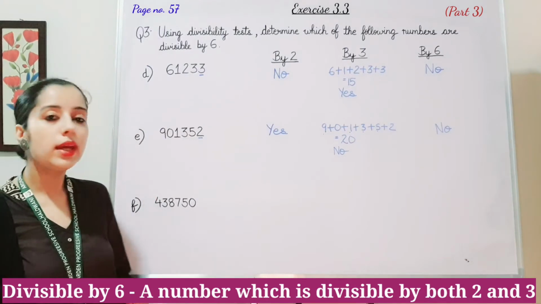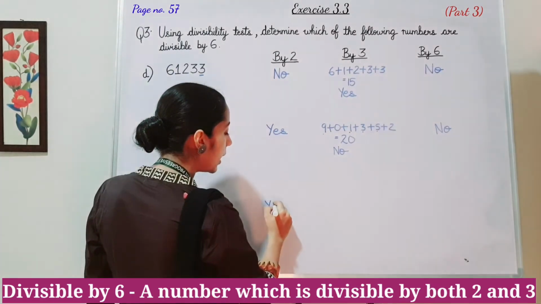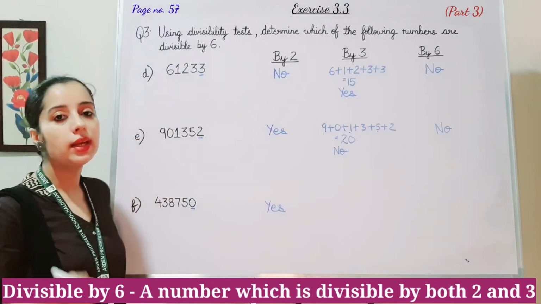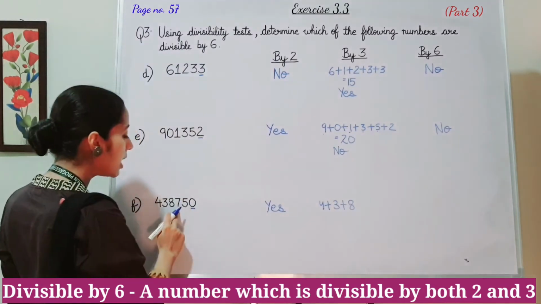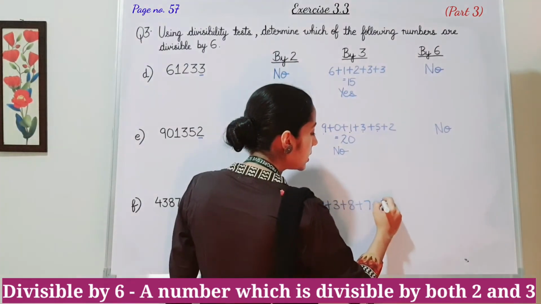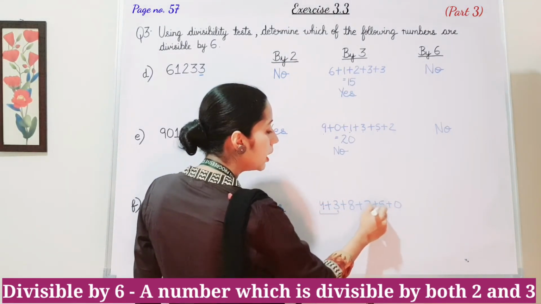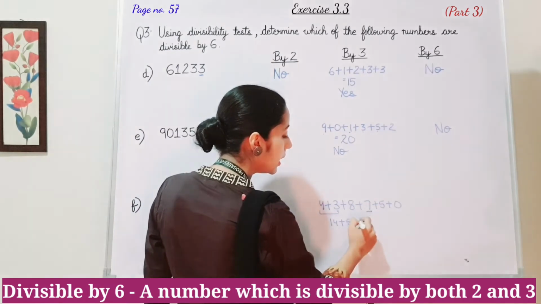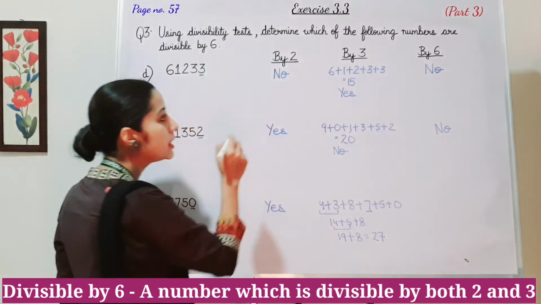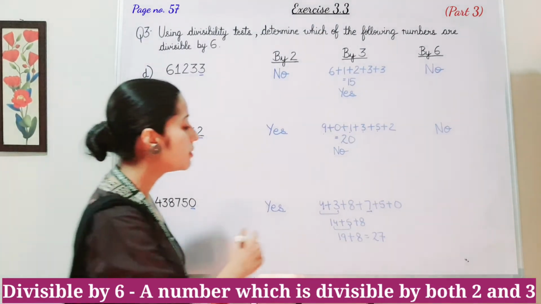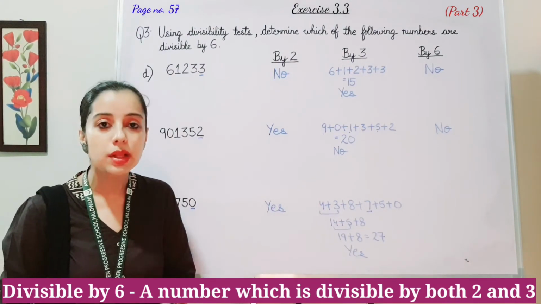Now next part, 438750. So at ones place we have here 0. So yes, it is divisible by 2. So for finding out divisibility by 3, let us add 4 plus 3 plus 8 plus 7 plus 5 plus 0. So add 4 plus 3, 7. 7 plus 7, 14. 14 plus 5, 19. 19 plus 8, that is 27. Does 27 come in 3 table? Yes. So it is divisible by 3. So if this number is divisible by 2 and 3, it will also be divisible by 6.